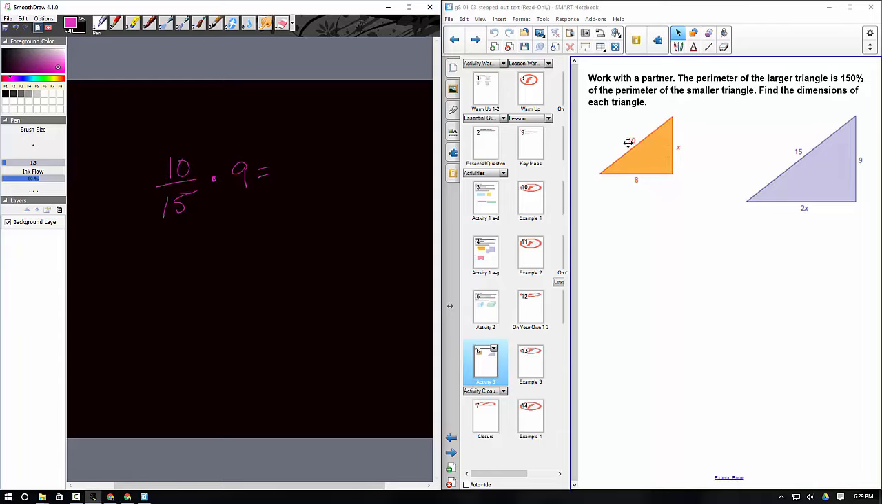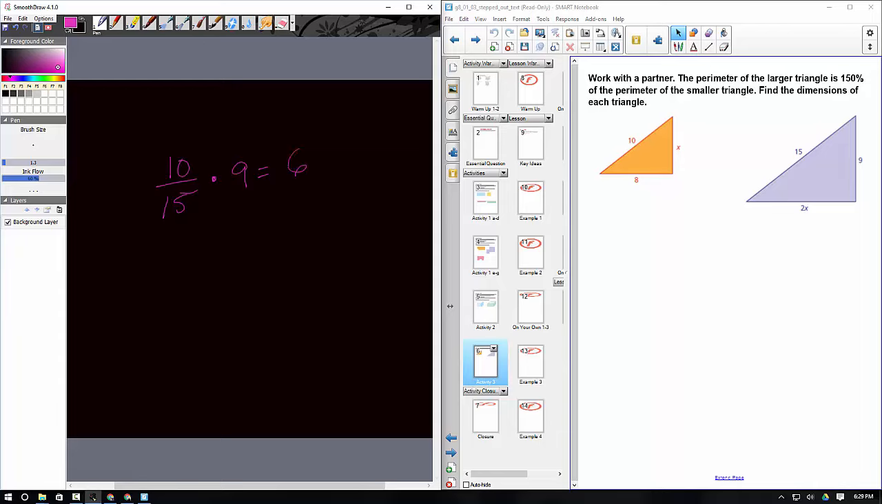So my corresponding sides are either going to be 10 over 15 or 15 over 10. And if I multiplied the number 9 by 15 over 10, it would actually get larger, right? So I'm going to set it up as 10 over 15, because now it will be less than 1, meaning it will get smaller. So if I take 10 divided by 15 times 9, I get 6. So my answer for x is 6.